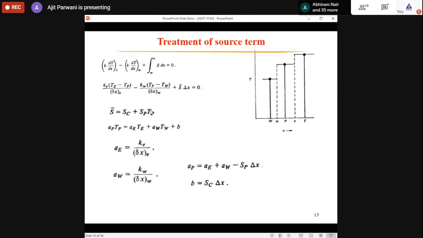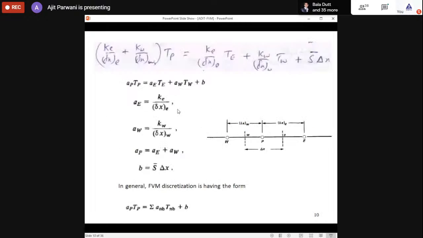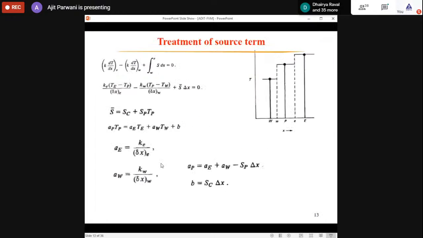Then our discretization equation formulation will change a little bit. How will it change? You will see. If, in place of S bar, I write SC plus SP TP, then what will change? There will be changes in the AP term and in the B term. The SP term now comes into the AP equation, so AP includes SP delta X, and B is equal to SC delta X. So these are the little bit changes.